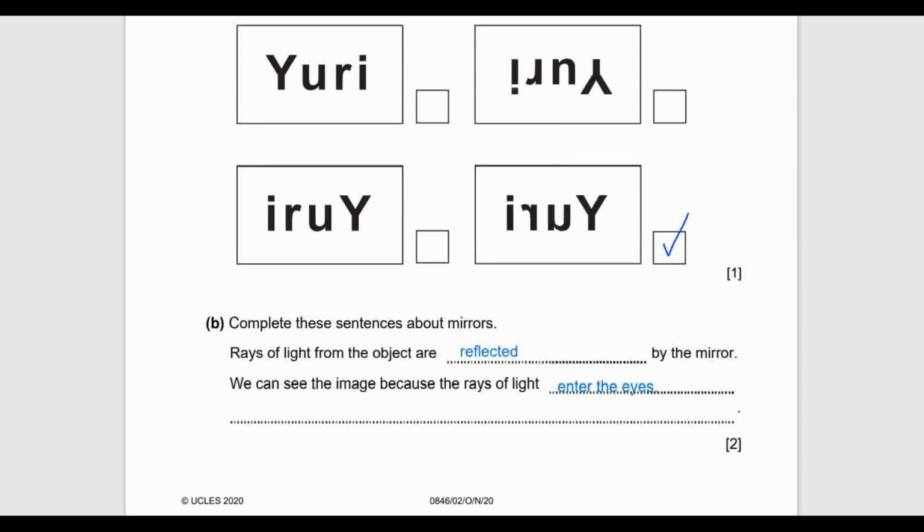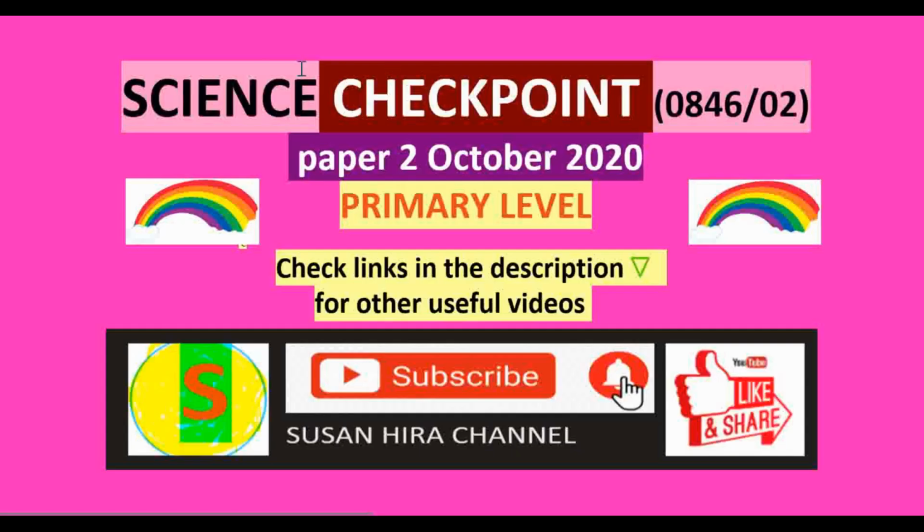Well, that's all for today. So today we have discussed Science Checkpoint with a paper code 0846/02. It's Paper 2, October 2020 for primary level.